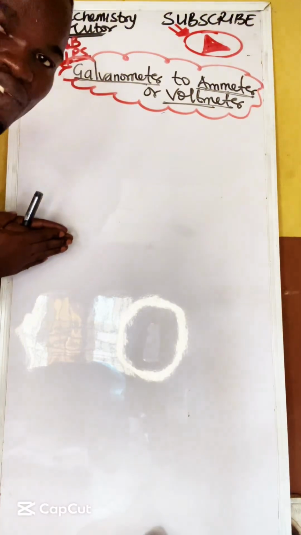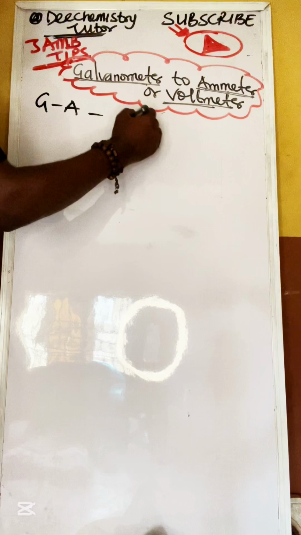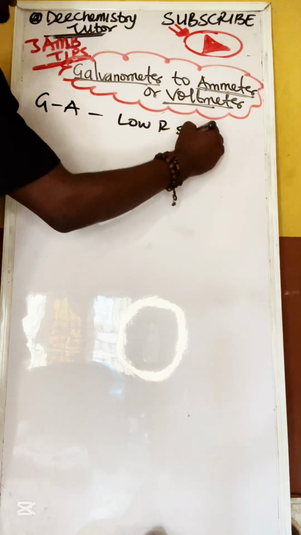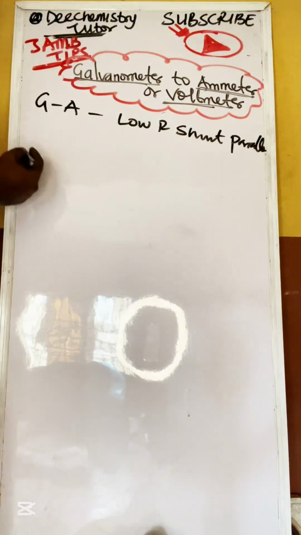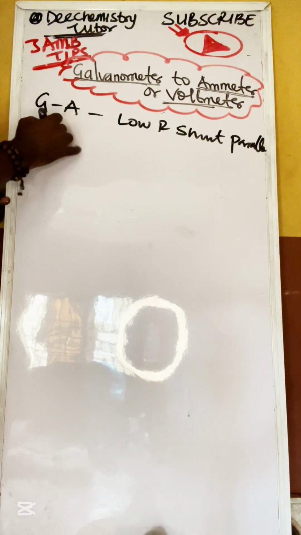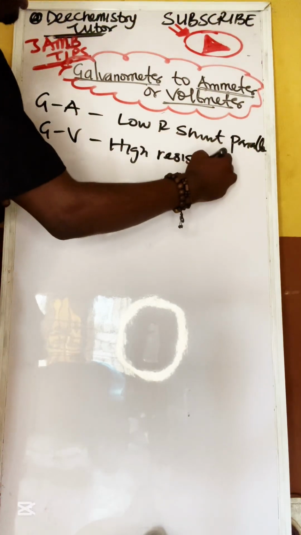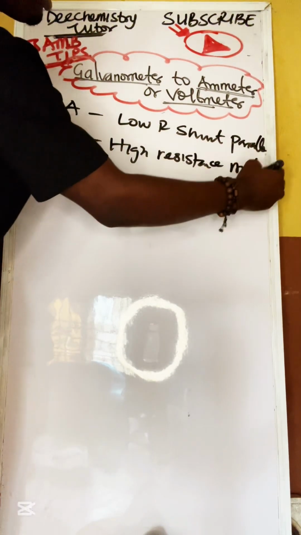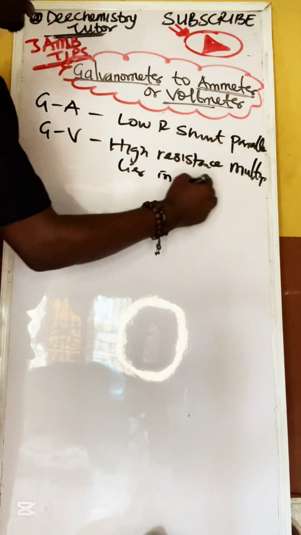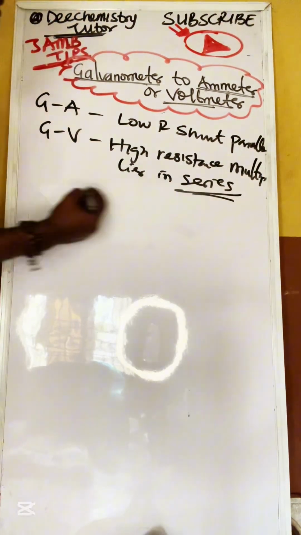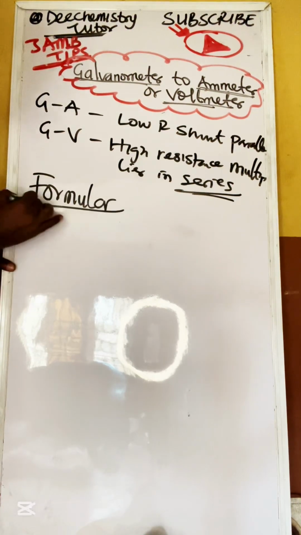Since we already established the fact that if I want to convert a galvanometer to an ammeter, I need a low resistance shunt in parallel. And if I want to convert from a galvanometer to a voltmeter, I need a high resistance multiplier in series. This is all I need to get the formula. So how do you now get the formula for all of them? Now let's go. Very easy concept.